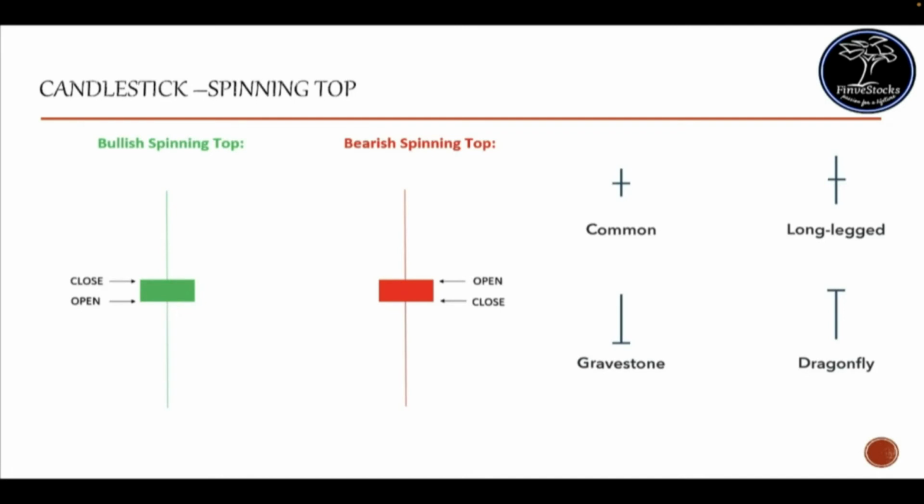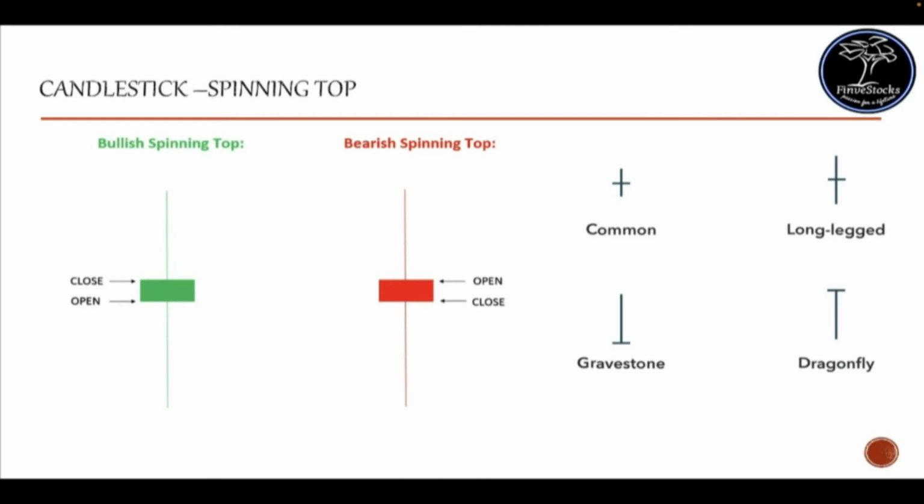One more similar type of candle is the spinning top. It is the same as a doji. The only difference is that a small body appears on this candle. The small body is because of the difference between the opening and closing price. Based on that, it is termed a bullish spinning top or a bearish spinning top. If the close is above the open, it is a bullish spinning top, and if the close is below the open, it's a bearish spinning top.